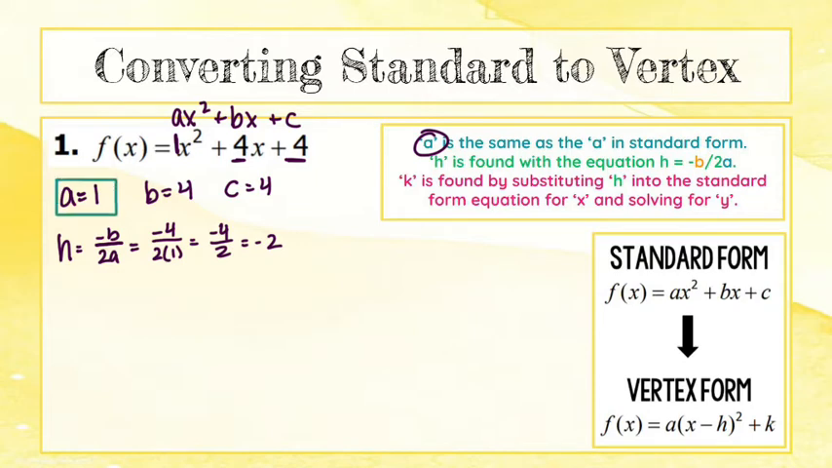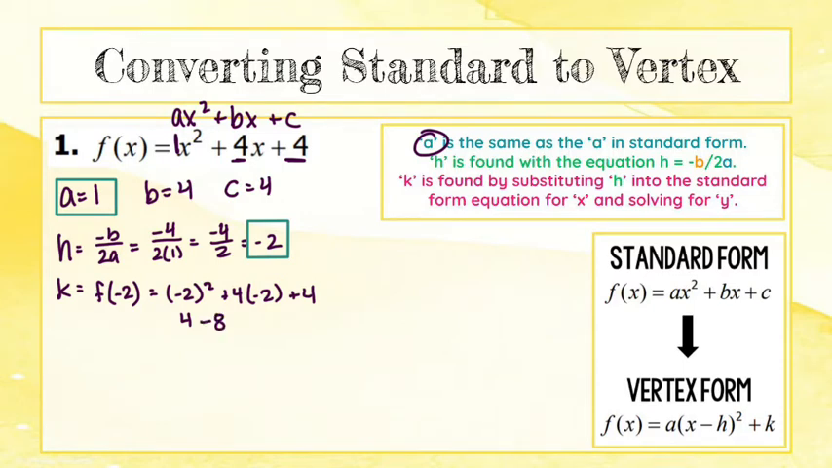So far we have A and we have H. Now we need to find K, and we do that by taking f of negative 2. And that just means we take this equation and we plug negative 2 in for all the x's. So you have negative 2 squared plus 4 times negative 2 plus 4. You can use your calculator for this, but if you forget the parentheses here, it's going to give you the wrong answer because negative 2 times negative 2 is positive 4. And then we have 4 times, we're going to have minus 8 and then plus 4 at the end. So 4 minus 8 is negative 4, plus 4 is 0. So this is our K value.